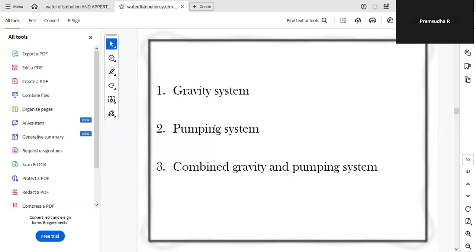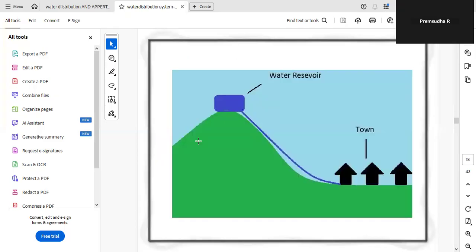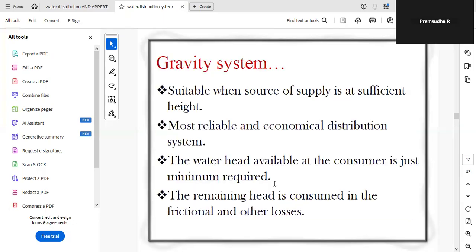Here, gravity system, pumping system, combined gravity system. The gravity system is suitable when the source of water is at sufficient height. The most reliable and economical distribution system. So here you can see, when the reservoir is at height, then the town is at a lower level. This method is suitable. Most reliable and economical distribution system. The water head available at the consumer is just the minimum required. So the remaining head is consumed in friction and other losses.